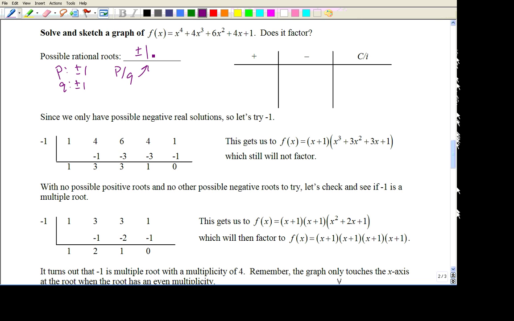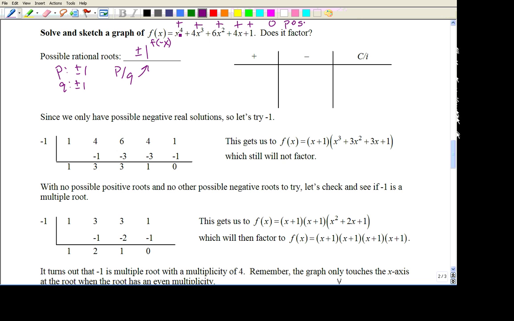Now let's look at the signs of the polynomial so that we can fill in Descartes' chart. To figure out how many positive roots, we look at the sign changes of the original. This was positive, positive, positive, positive, and positive. There are no sign changes, so that means we have 0 positive real roots.